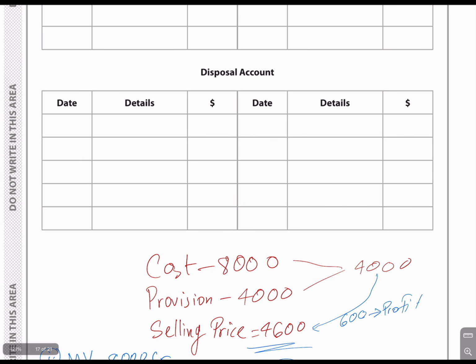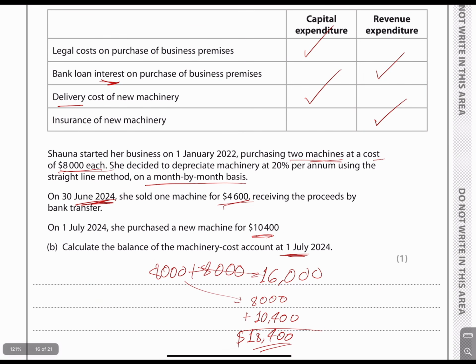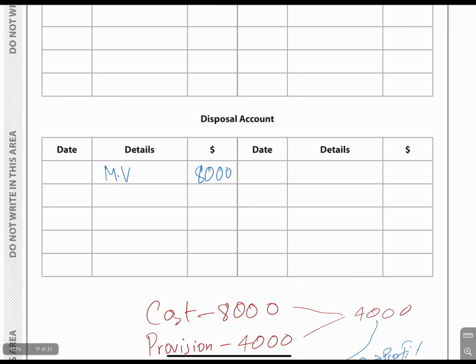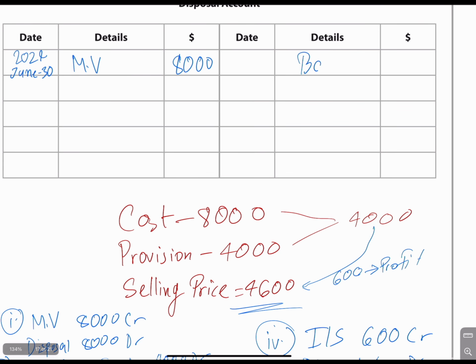disposal account. Now we write the cost here on the debit side. 8,000 is the cost. Now what about the date? We write the date of the selling date. What's the selling date? 30 June 2024, right? 2024 June 30. And on the right side we write bank.